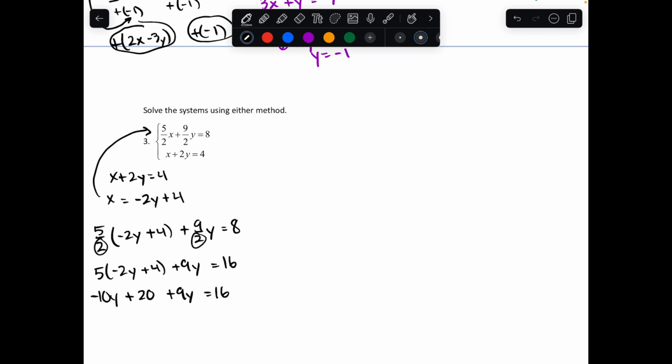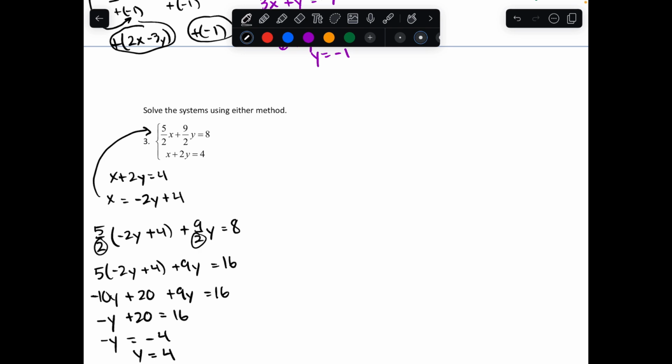Now combining like terms, we have a negative 10y and a positive 9y, so that's going to turn into negative y plus 20 is equal to 16. Now I'm going to subtract the 20 over, and we have negative y is equal to negative 4, and hence y is equal to positive 4.